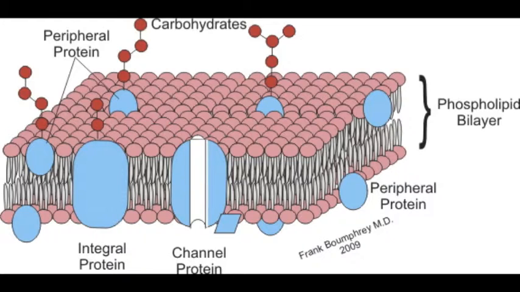And then finally you see the blue protein that has the white stripe down the middle. That white stripe represents a channel. And this is a transport protein. It has a kind of pore that passes all the way through the membrane so that particles can pass from outside to inside the membrane or from inside to outside the membrane.